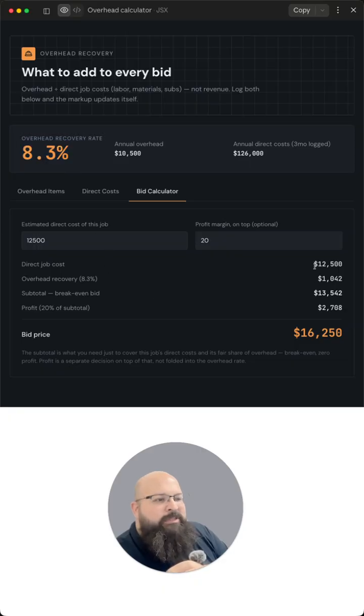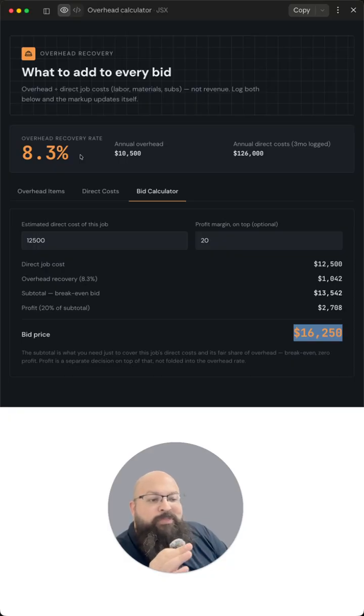So what it does is it says, okay, you think it costs $12,500, we're going to add 8.3% of that, comes up to $13,500, and then with 20% profit, it's another $2,700. So this job really should be $16,250. So the beauty of all this is, in the short term, you can understand what's going on with your overhead and how much you should be charging.